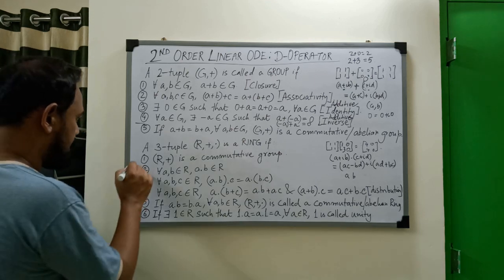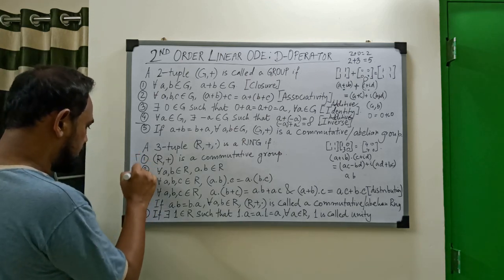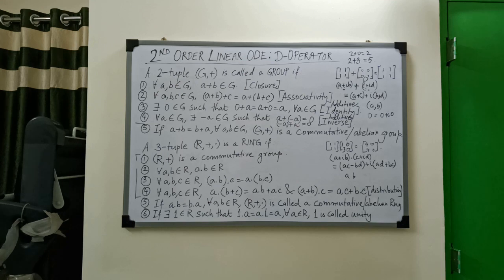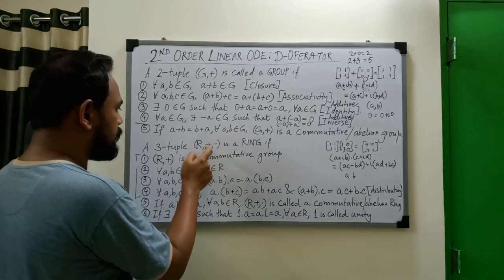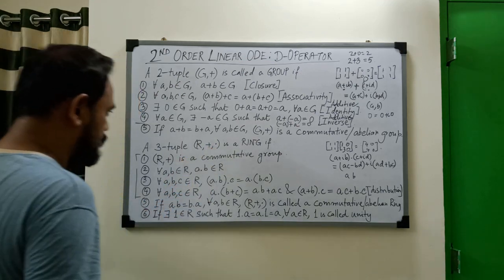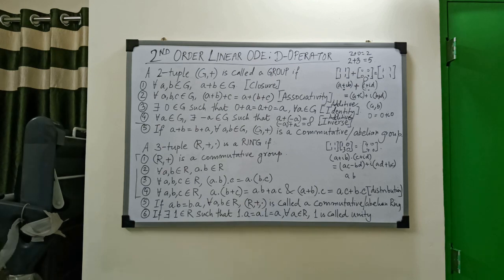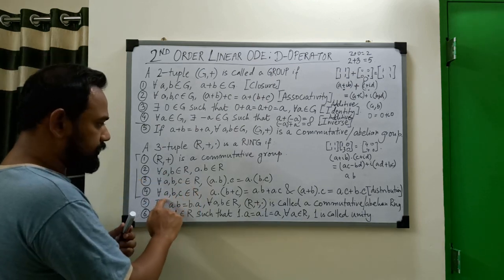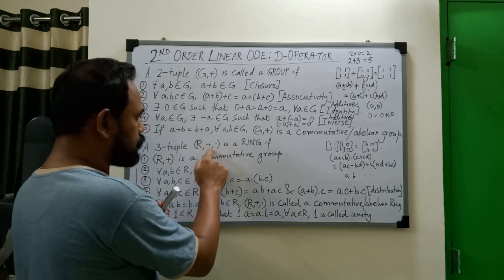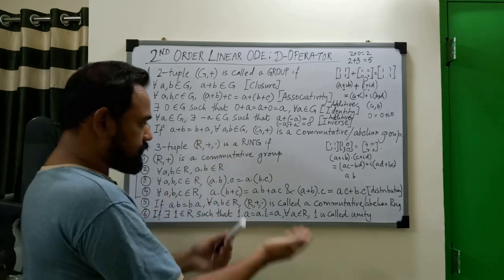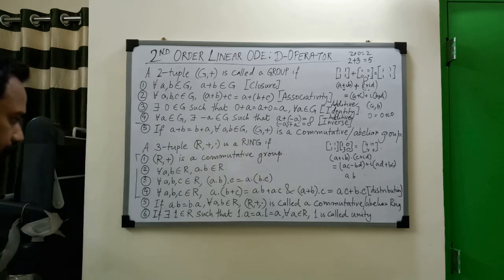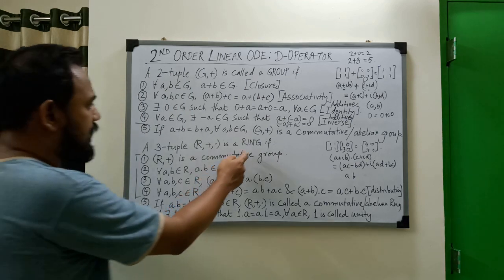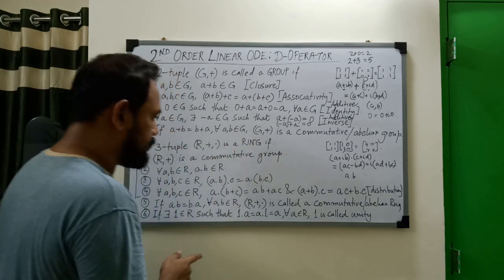So if these four are followed by a three-tuple, a ring, a plus sign on it, and a dot on it, then it would be called a ring. This last one is an important one because it sort of connects the two. It shows how the two operations are related to one another.